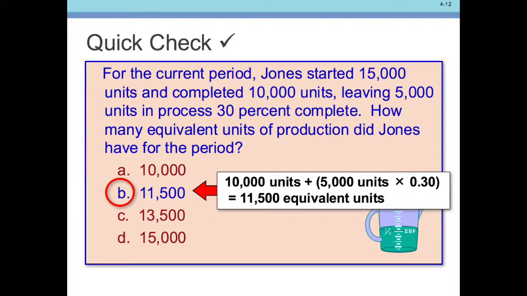So 30% of 5,000 would be 1,500, and we add that to 10,000, and we get the answer, which of course is 11,500 units. So 10,000 units plus 5,000 units times 30% is 11,500 equivalent units. And so you can see the percentage of completion model is pretty straightforward to calculate. It's not a calculation problem. Knowing exactly how much is complete, percent complete, is going to be important to be fairly accurate. But you can see how you can get to the equivalent units.